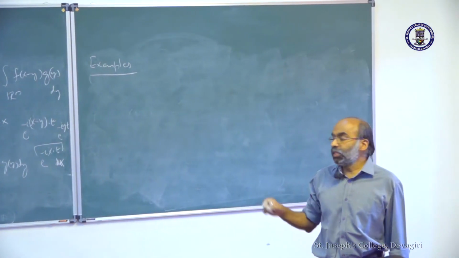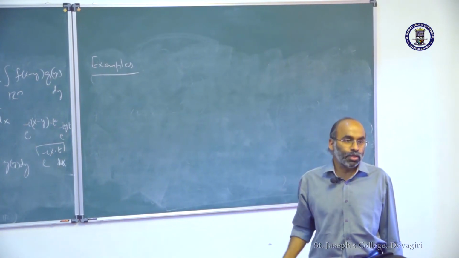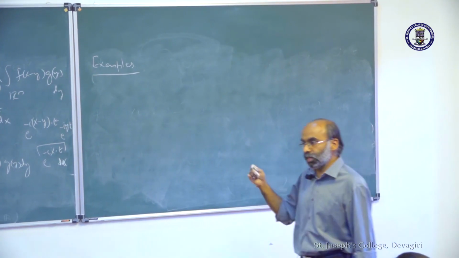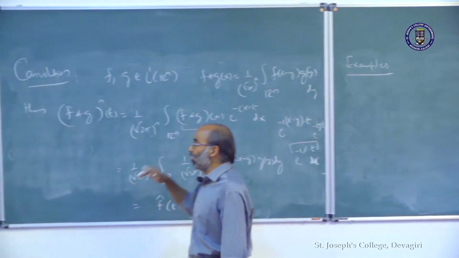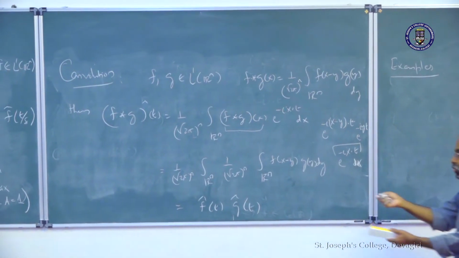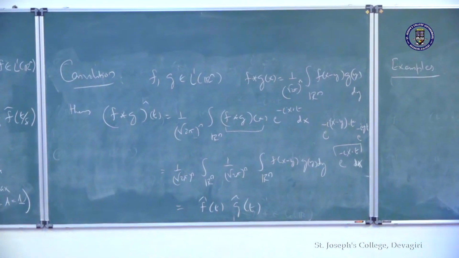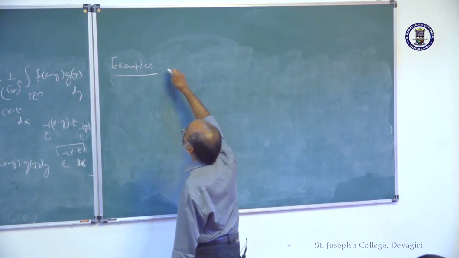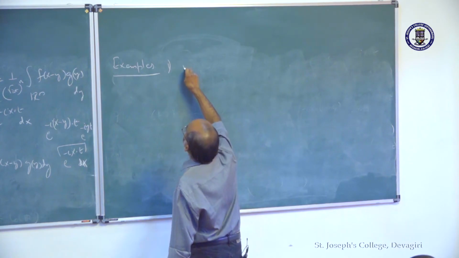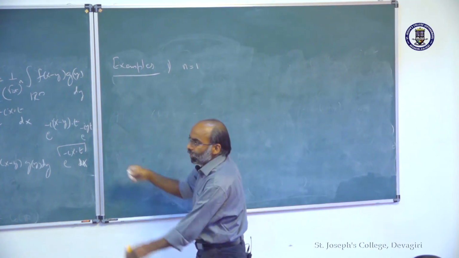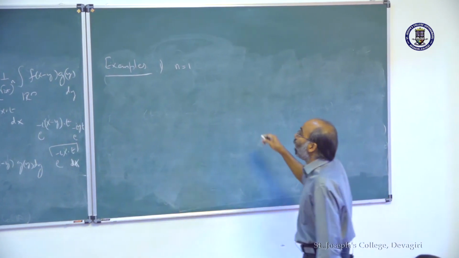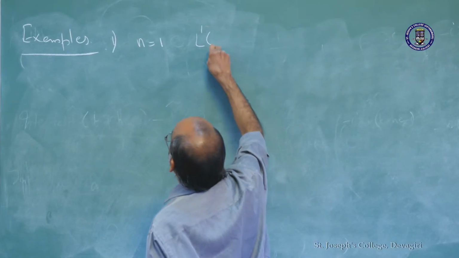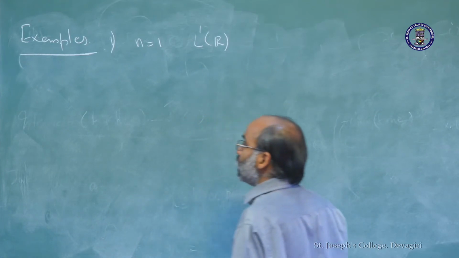Okay, so what we have seen is several properties of the Fourier transform, starting from translation, differentiation, convolution and so on. Let us compute the Fourier transform of some easy or elementary functions. So the first example is, we'll look at n equal to 1, where the computations are a little bit easier. So we are looking at L1 of R, the real line, dimension 1.